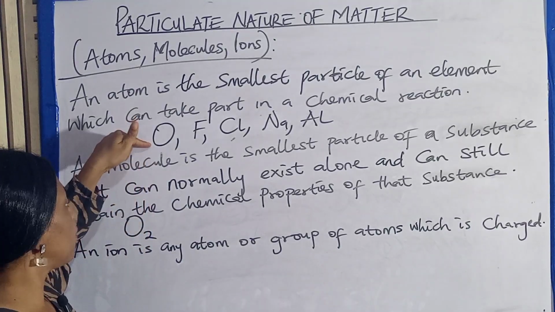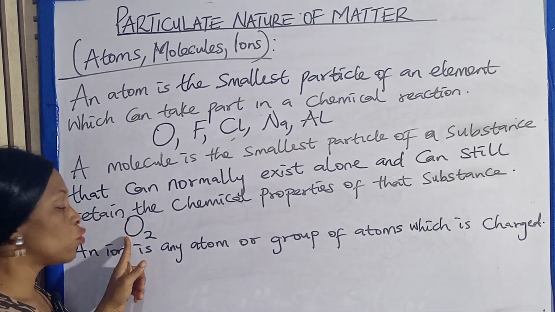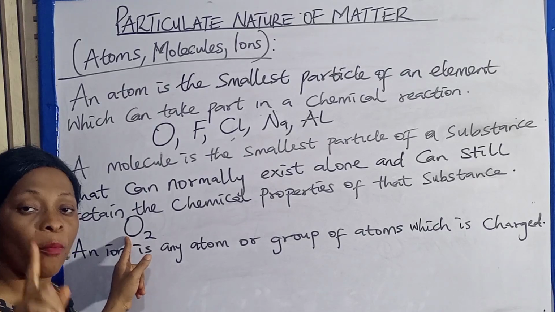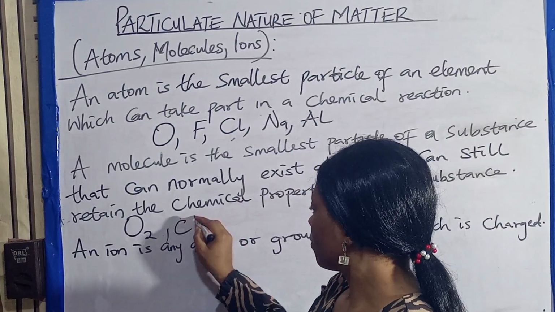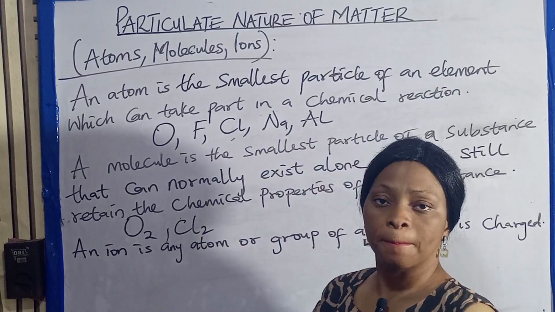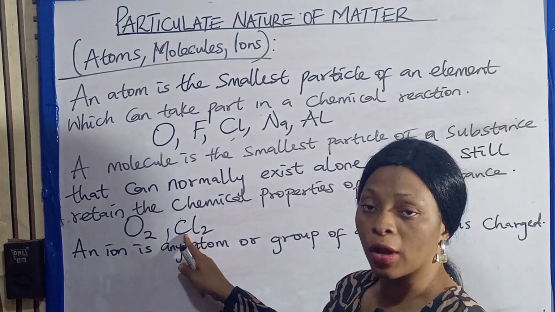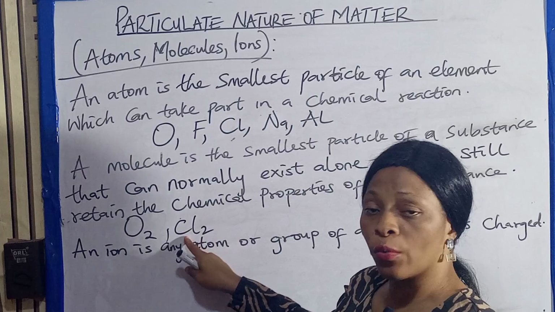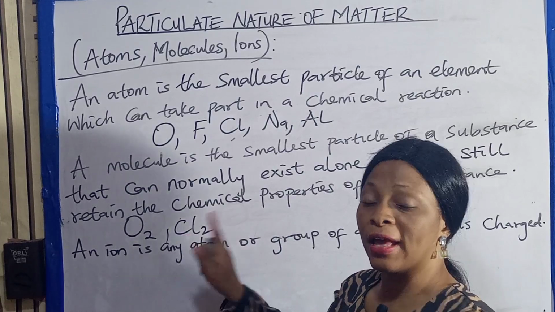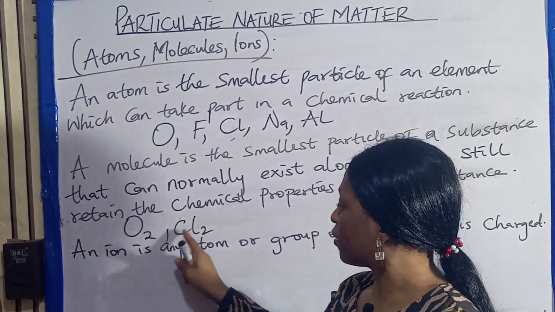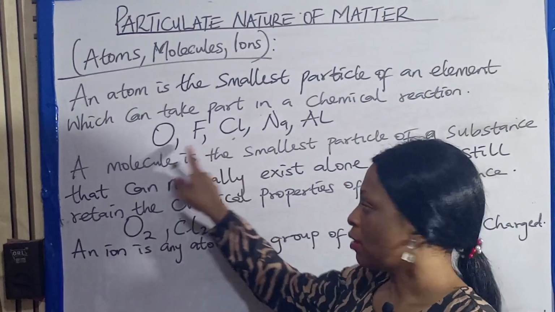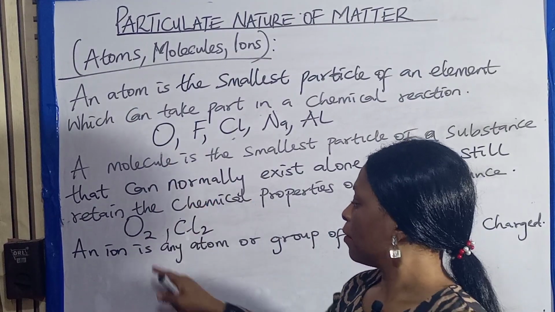Look up here, this is oxygen atom. Here, two oxygen atoms make up one molecule. Another example is chlorine. Sorry, this is chlorine molecule. Two chlorine atoms make up a molecule. Are we together? So this is a molecule and this is an atom. This is a molecule, this is an atom.